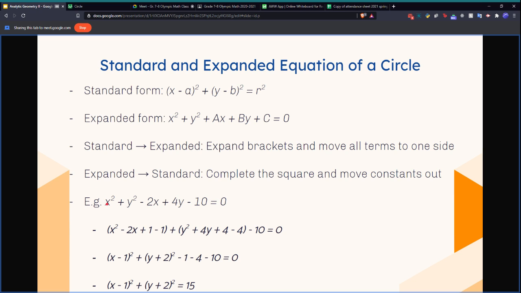Here we have this equation in expanded form. We have x² + y² - 2x + 4y - 10, and all that's equal to 0.